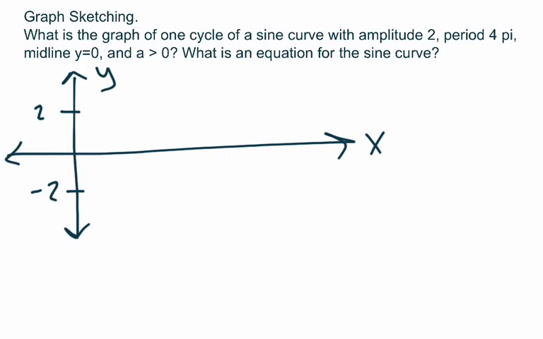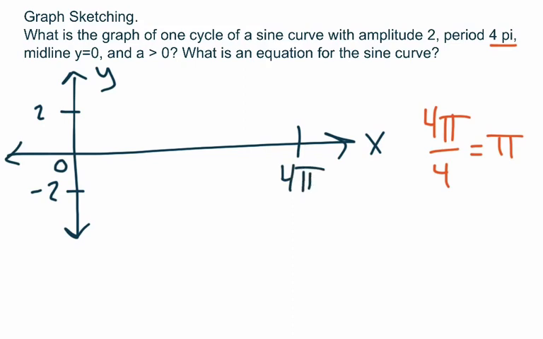Now I see here that my period is 4 pi. 4 pi divided by 4 equals pi. So I know that I need to be moving in increments of pi along the x-axis. So if I begin at 0, and here I have 4 pi, then my other key points will be pi, 2 pi, and 3 pi.